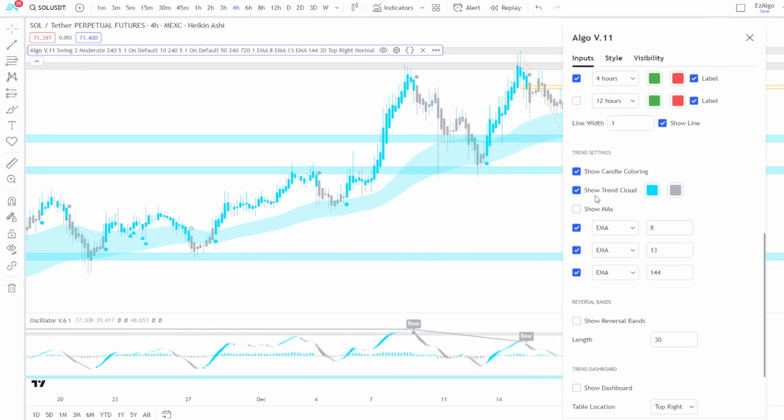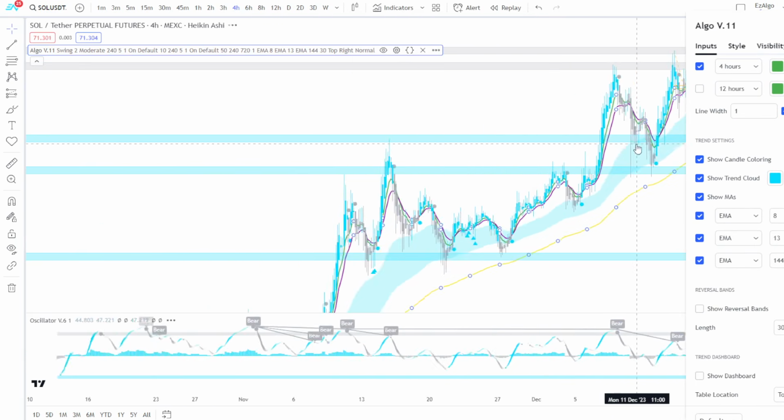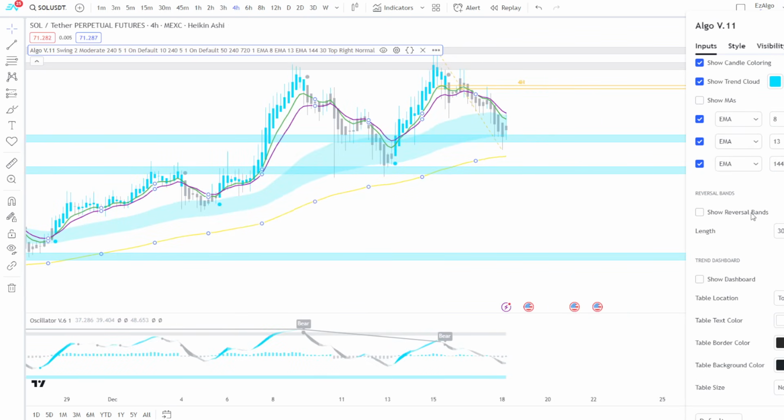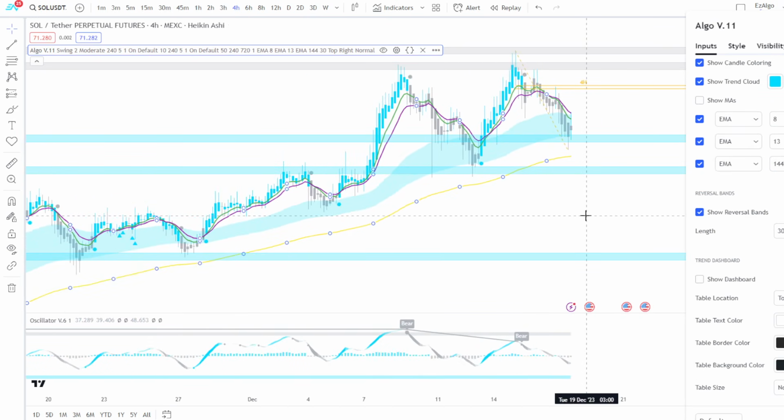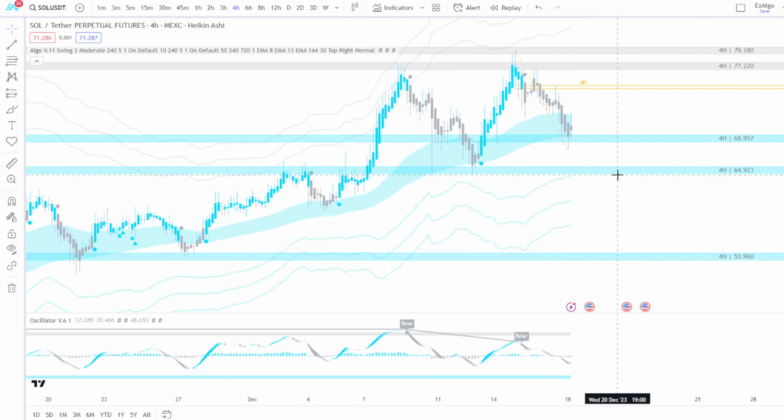Below that, we have the standard moving averages. Nothing has changed since last update. Pretty self-explanatory. Below that, we have the reversal bands. Again, nothing has changed with the reversal bands. However, we have removed the reversal signals in this update.